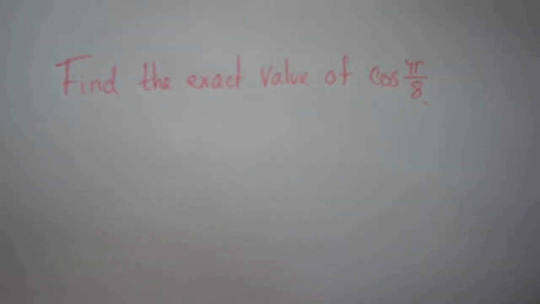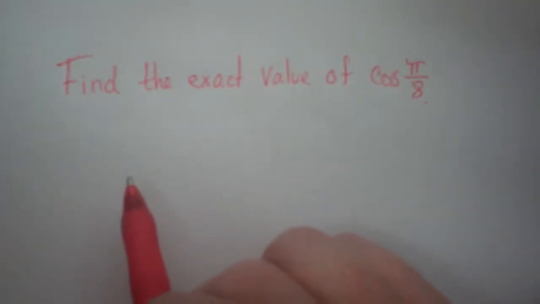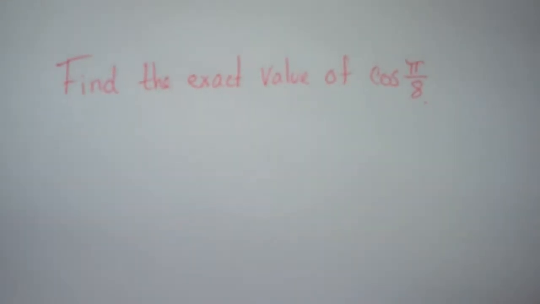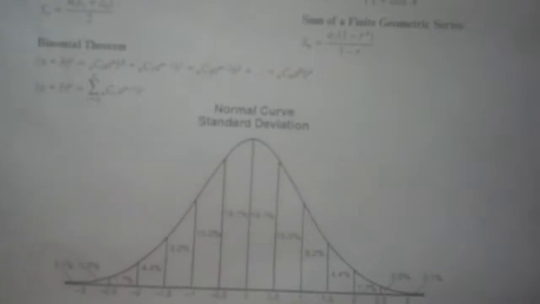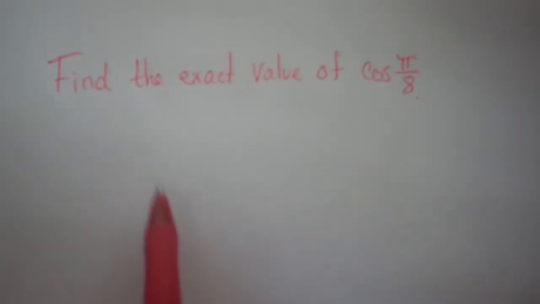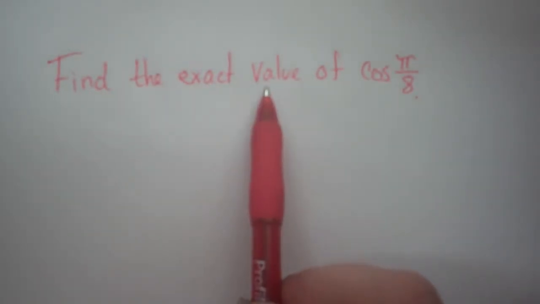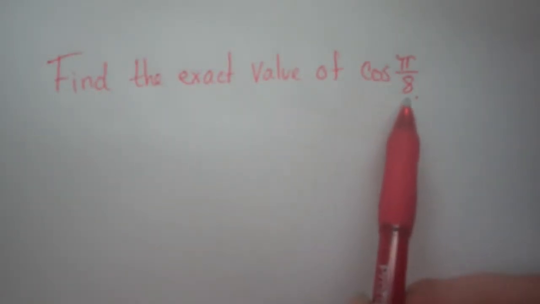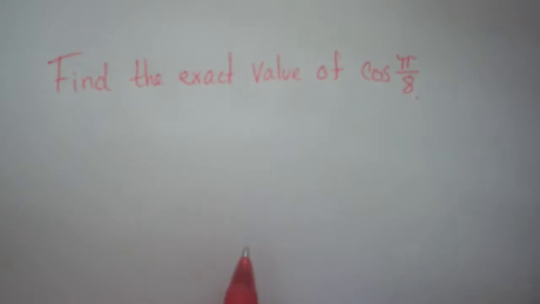In this video, we are practicing using trigonometric formulas. These are the type of formulas that you find on the back page of your Regents exam, on your reference sheet. The reference sheet that looks like this. This problem says, find the exact value of the cosine of pi over 8.